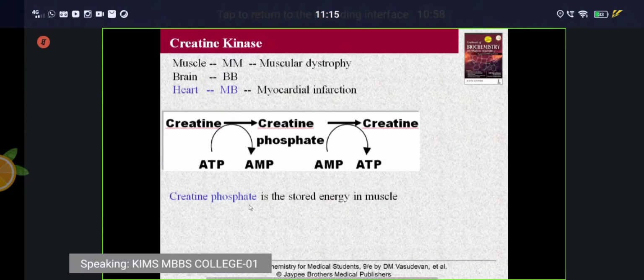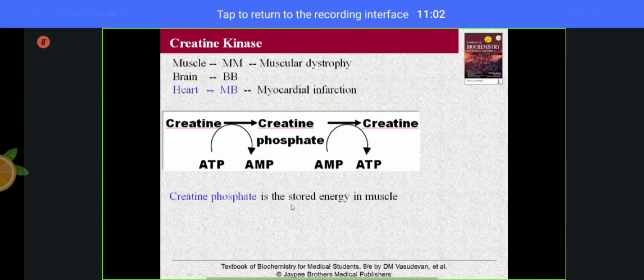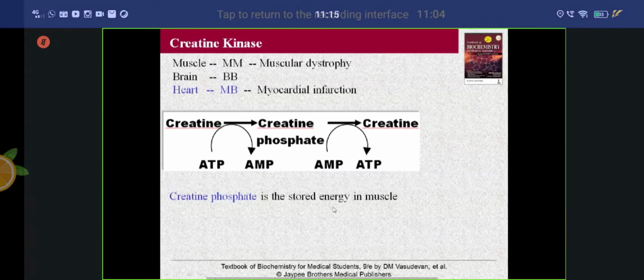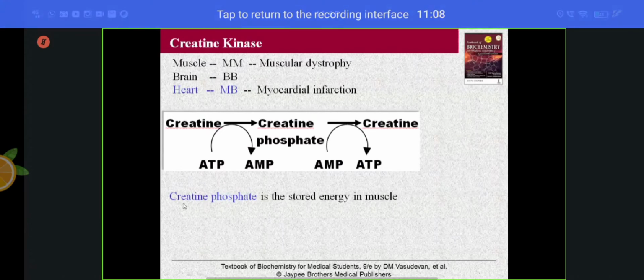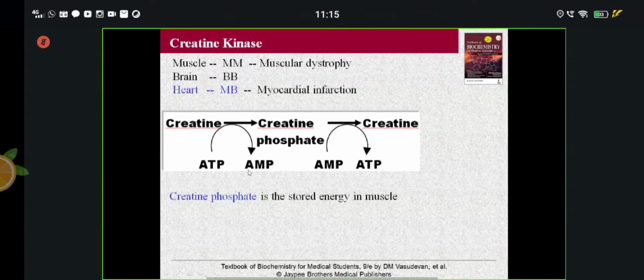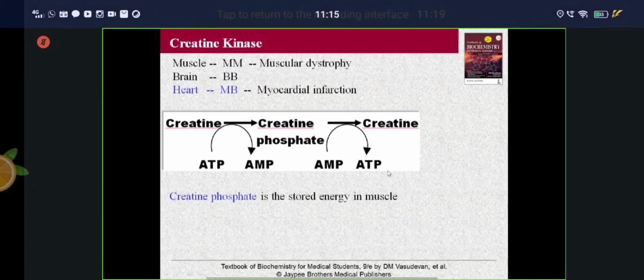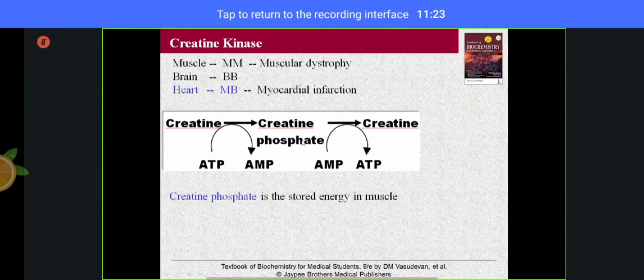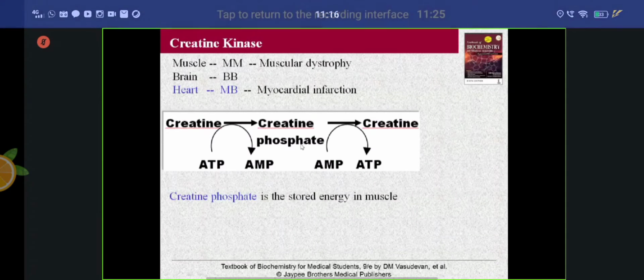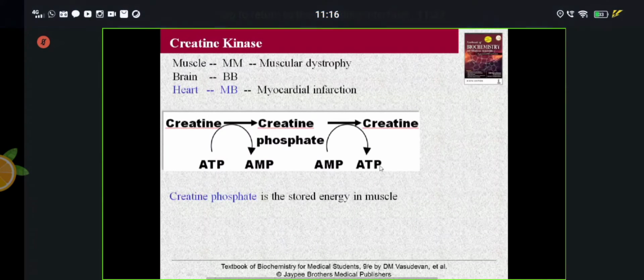Creatine phosphate, which is formed in the muscle, is a very high energy molecule. It is used by the muscle when it is doing its work. You can see here, it says energy storage. Whenever the muscle needs energy, it uses this phosphate so that ATP can be produced. So it is a storage form of energy in the muscle. Whenever it needs energy, the phosphate is transferred to ADP so that ATP is formed.